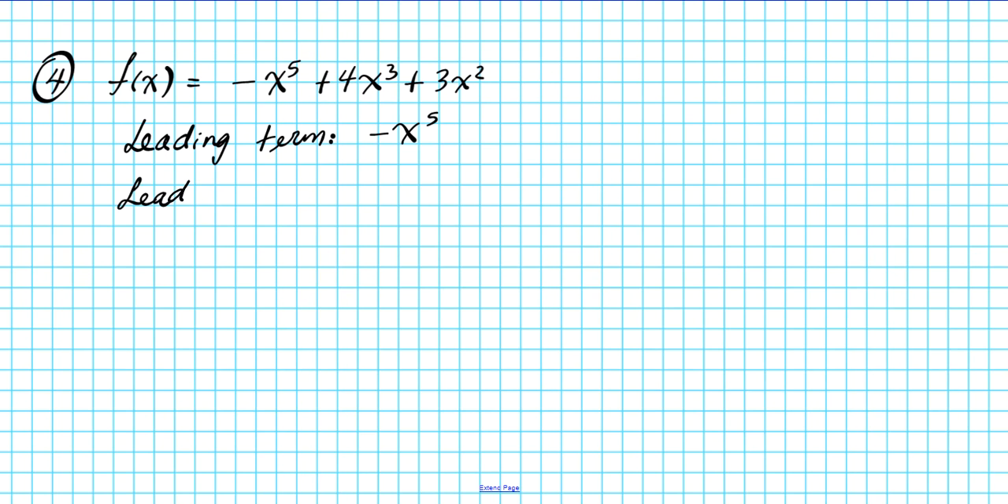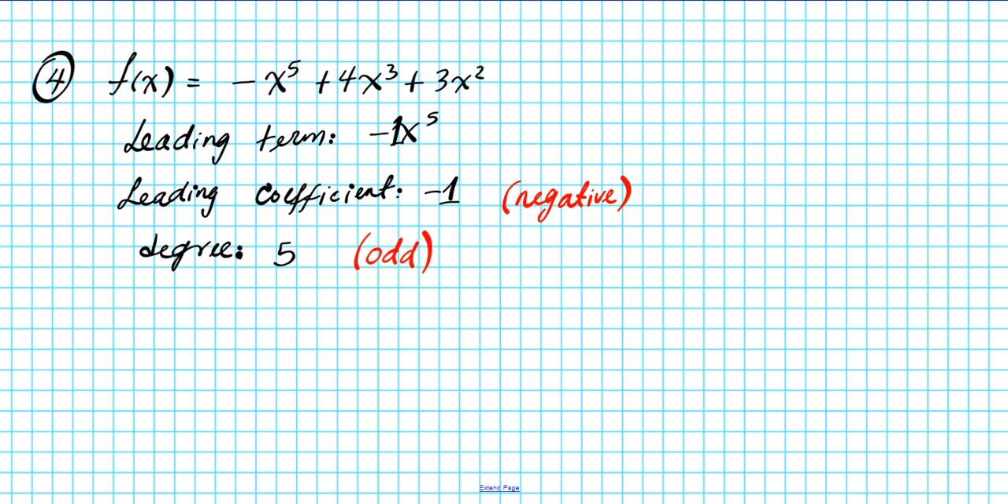That helps us determine the leading coefficient and the degree. Okay, so the leading coefficient here, this is a 1, is negative 1. And the degree is the exponent value of the leading term, which is 5. The leading coefficient, we want to look at the sign, is negative. Okay, and the degree is odd. So these two pieces of information can tell us what the end behavior is going to be.